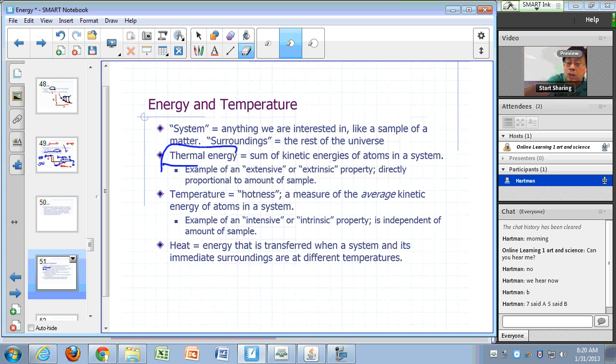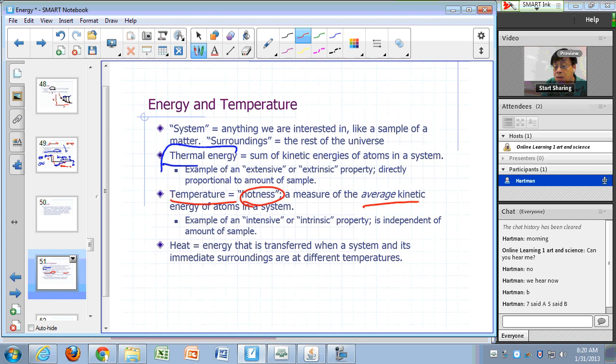Now, temperature is a measure of what we would sense as the hotness or coldness of an object. It's actually a measure of the average kinetic energy of the atoms. So when something gets hotter, when its temperature goes up, what's happening is that your atoms are just gaining kinetic energy. So there's an increase in the thermal energy of the system. But since it's an average, anytime you take an average, you have what's called an intensive or an intrinsic property.